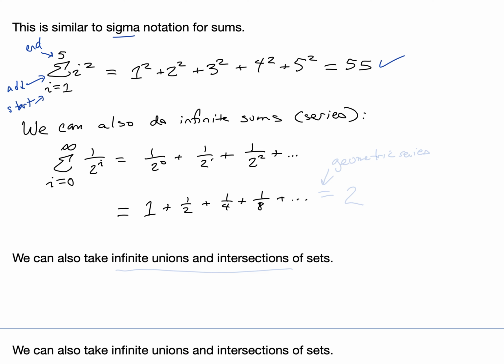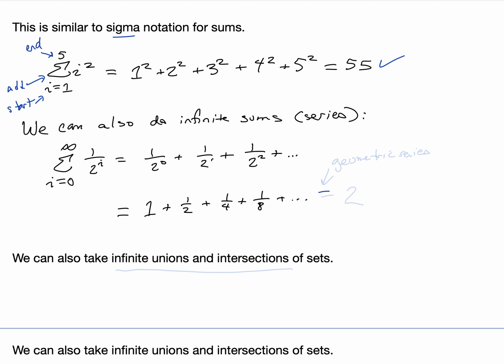You may see this in, for example, Calc 3 or other courses. If you haven't seen them, don't worry about it. But for example, we could take the sum from i equals 0 to infinity of 1 over 2 to the i, and that is 1 over 2 to the 0, because we're starting with 0, plus 1 over 2 to the 1, plus etc., which is 1 plus a half, plus a fourth, plus an eighth, and on forever.